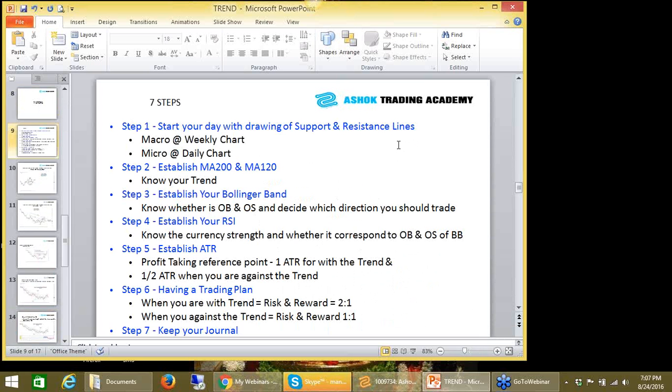Step number 2, establish MA 200. MA means moving average. Moving average 200 and moving average 120. We are using 2 moving averages. Once we apply these moving averages, we know the trend, which direction the price moves. You can find this using the moving average.